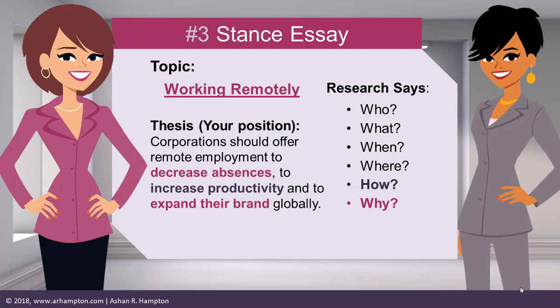Now understand that in essay number 2, informative, and now in essay number 3, stance or argument essay, you are writing in third person. There is no I, we, me, us, our, no first or second pronouns. You're using third person academic writing style for the informative and for the argument. So you would never put, I think corporations should. You're not going to put I in it. You're writing corporations should offer remote employment to decrease absences, to increase productivity, and to expand their brand globally.